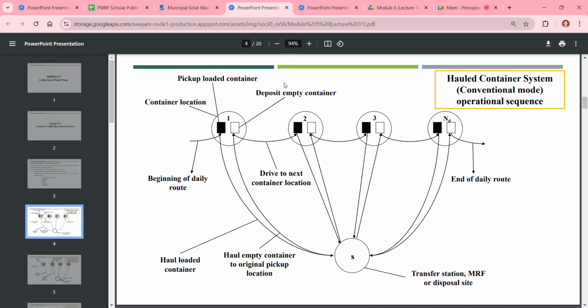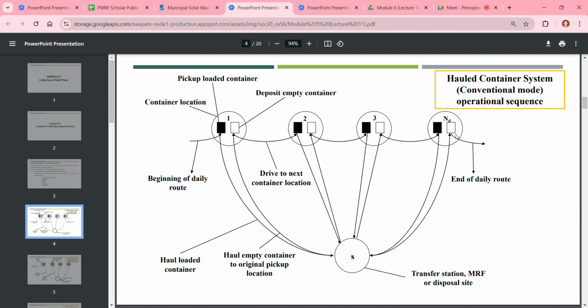Okay. So we are picking the container from this point, and then we are hauling it till the transfer station, MRF or disposal site, and then we are emptying it at that point. And again we are going back to that container location, and we are putting back the empty container. Then from that site we are going to the second site, we are putting up the second container, and so on. Then we will go to the third site, and the fourth site.